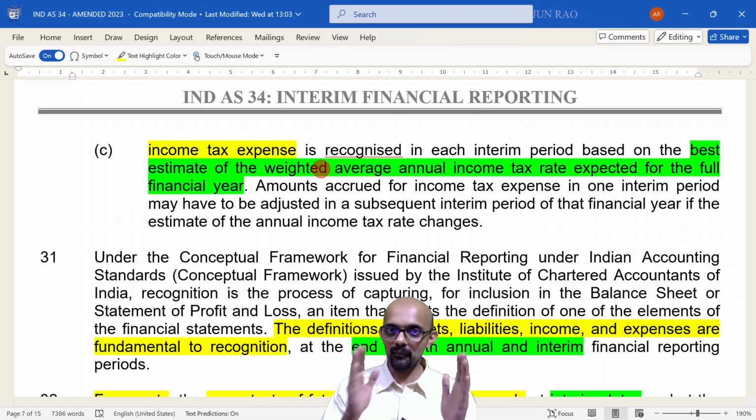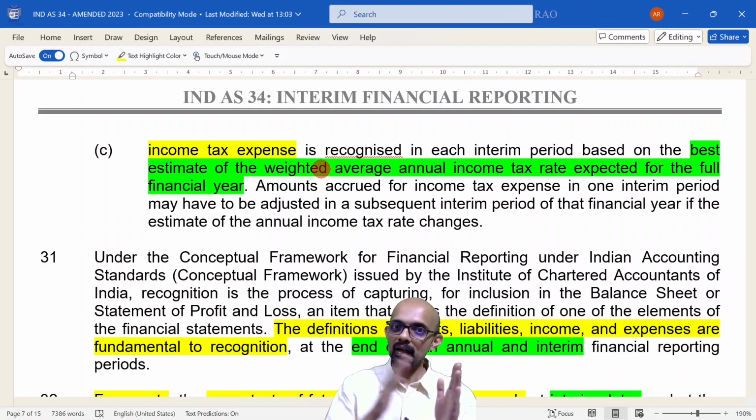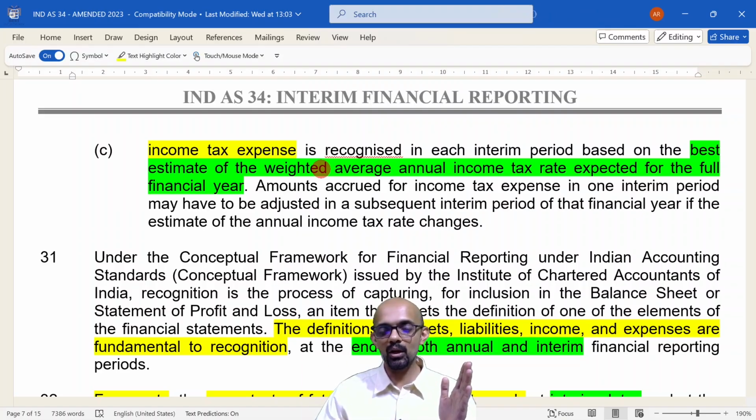Of course, if you have made a loss in the first quarter and you expect a loss for the entire year, and at the end of the year in the annual financial statements you are going to recognize a deferred tax asset, then in the interim, instead of recognizing current tax saving, you will have to show a deferred tax asset. So it depends on what the expectation is, and accordingly you will have to calculate the income tax expense.